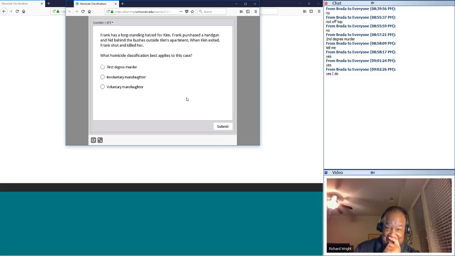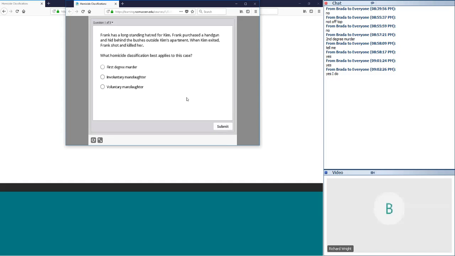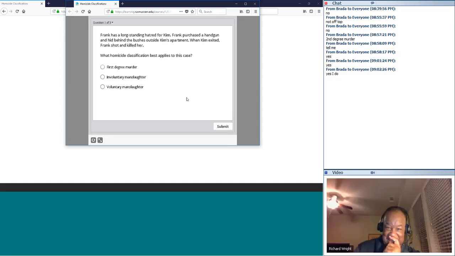Purchasing the handgun. That's part of it. And hiding behind the bushes. So then that means he planned it. He plotted it. He laid it out. Absolutely. And if this doesn't turn right, then I'm going to say something's wrong with this question. No, it's correct. First degree murder is correct because his actions demonstrate that he really wanted to kill her.